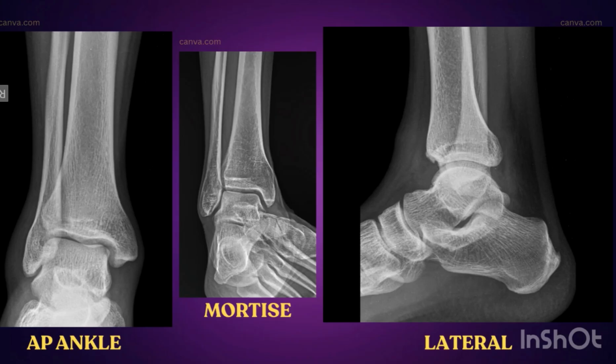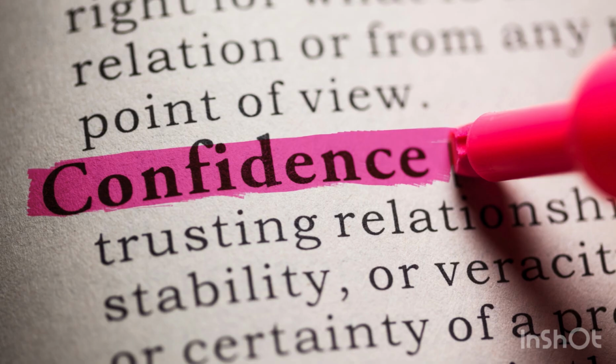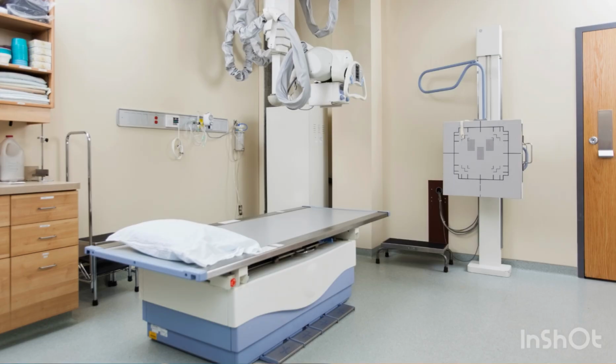Ankle X-ray positioning is one of the most common exams that you'll perform as a radiography student or an X-ray tech. Small positioning mistakes can completely change the diagnostic quality of the image. In this video, I'm going to break down the standard ankle projections, why positioning matters, and the quick evaluation criteria that you should look for on every ankle radiograph. By the end of this video, you'll feel more confident producing diagnostic ankle images in both lab and clinical settings.